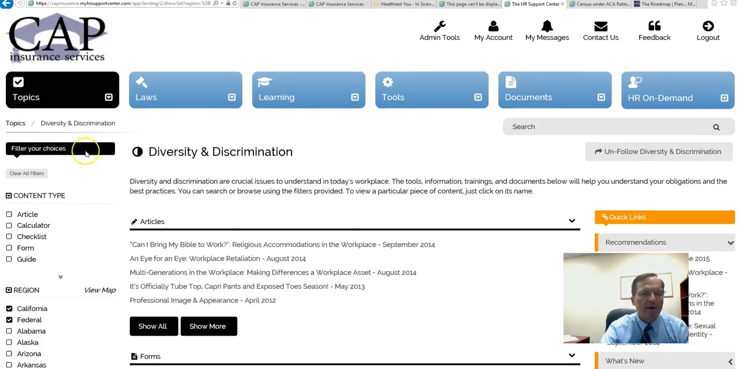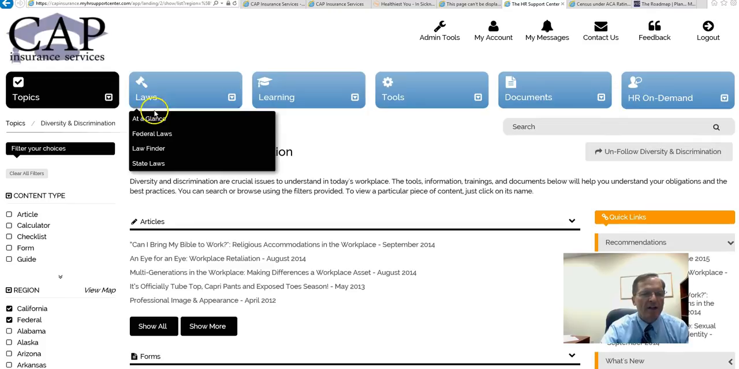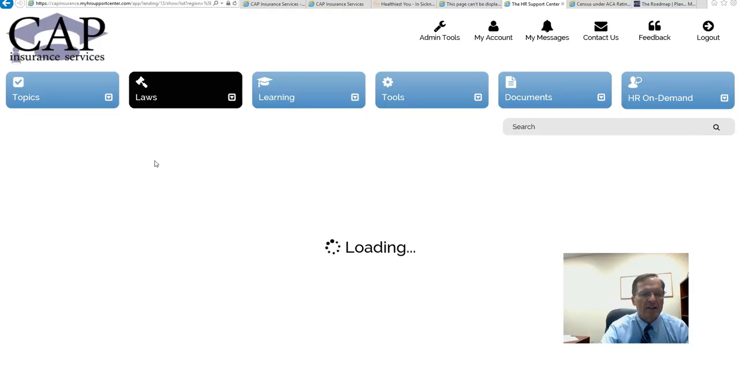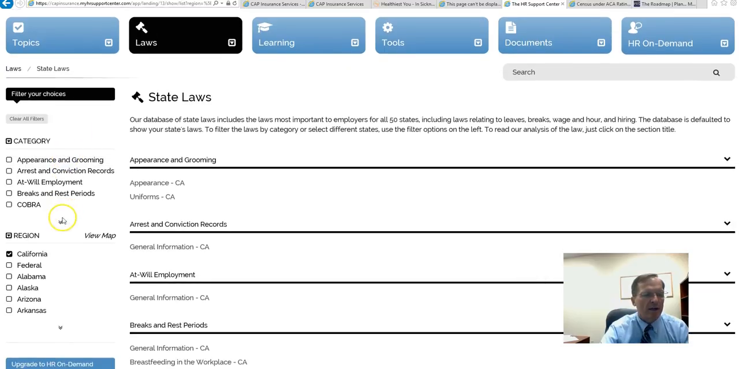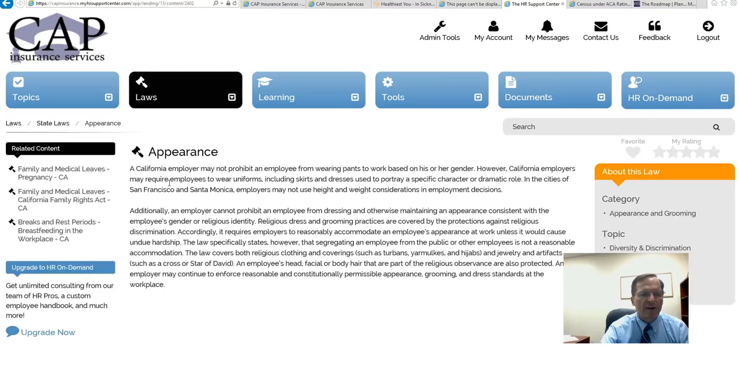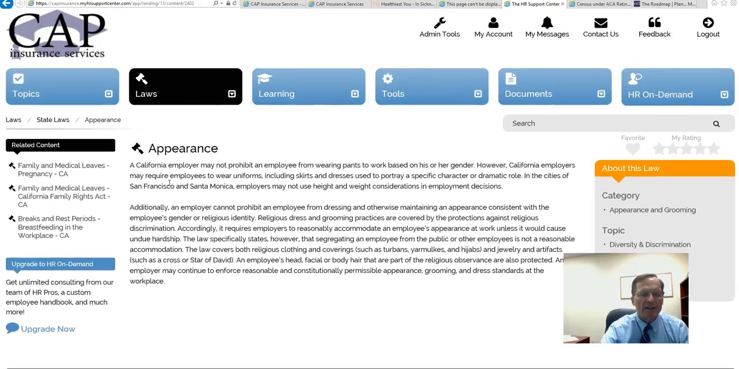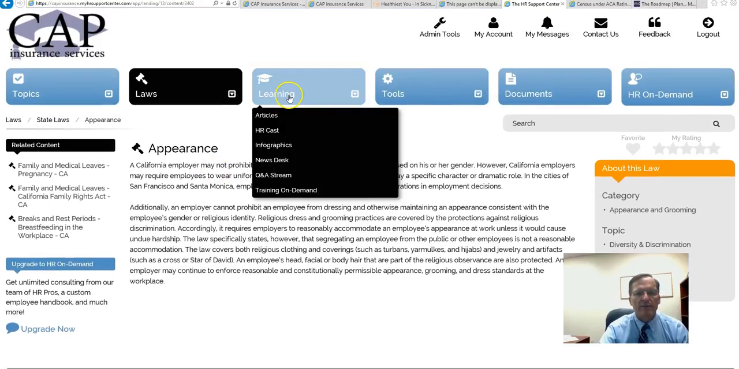So anyway, let's go back in here to law. You've got laws, both federal and state laws. When you come in here, you indicate that you have California. If you want to know what federal and state laws say on appearance and grooming, it's as simple as grabbing that kind of information.